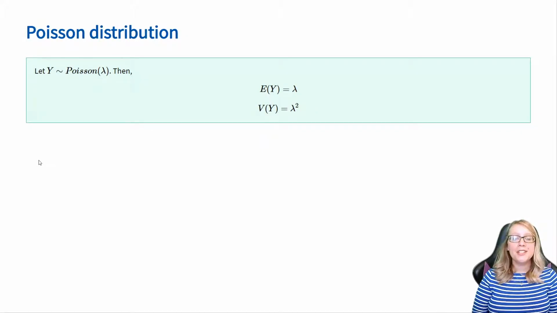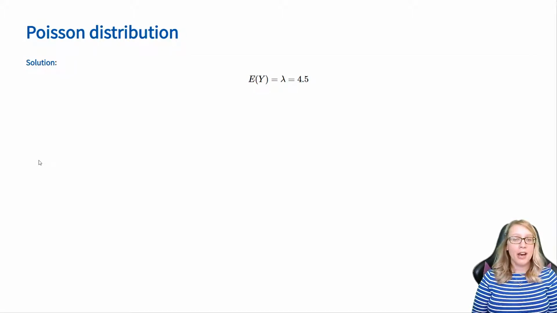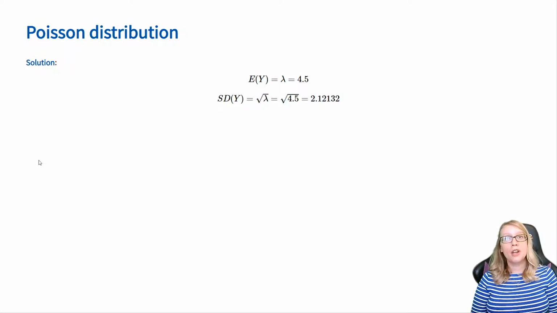So, characteristics of this distribution. Assume that y is distributed Poisson lambda, then the expected value of y is in fact lambda. The variance of y for this distribution is lambda squared. So our data suggests that we have about 4.5 babies born every day. Let's find the expected number of births and the standard deviation. Starting with the expected value: the expected value of a Poisson distribution is just the parameter lambda, so we get 4.5. The standard deviation is the square root of the variance.